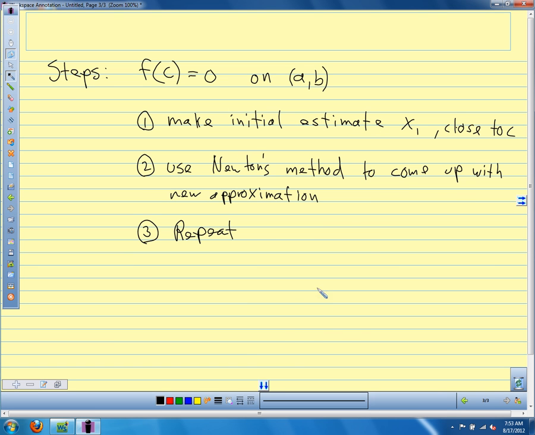Because if you have a graph, I'm just going to do a quick sketch here. If you have something like this and your zero is here, and you make your initial estimate over here, at some point as you're going through the process, you're going to get this for your tangent line, and then you get an f prime of that particular point of 0, and then you've got a problem. So then you need to work a little harder to make a better initial estimate.